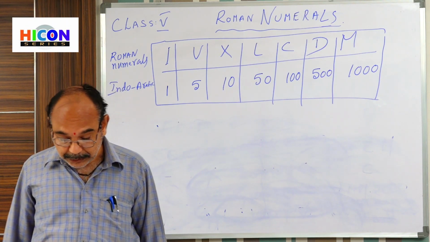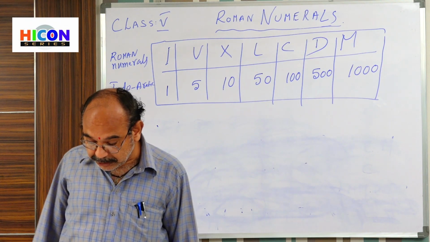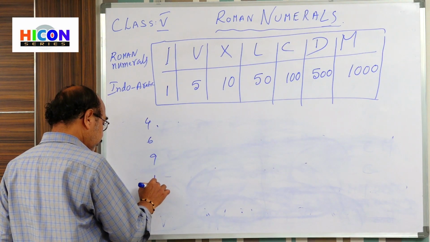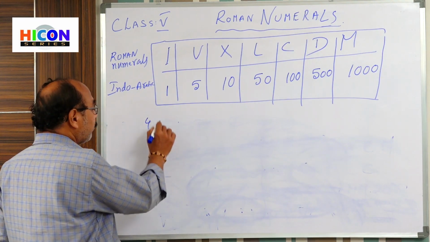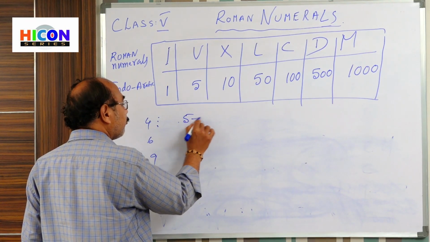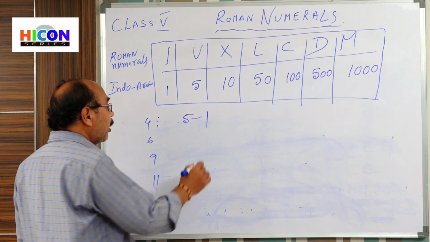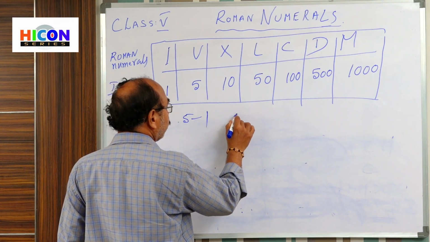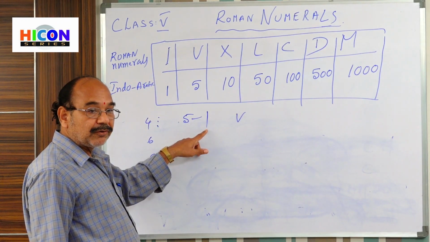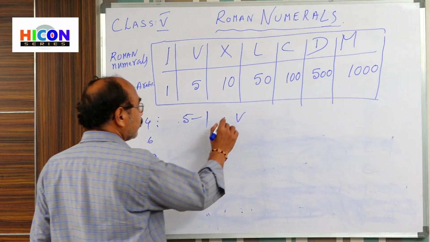For examples, now we are going to 4, 6, 9, 11. See, 4, 6, 9, 11. Here 4. 4 means here 5 minus 1, 4. What is the symbol of 5? V. Here, the smaller number is 1. Where do we write it, to the left or right? Left side. Right.